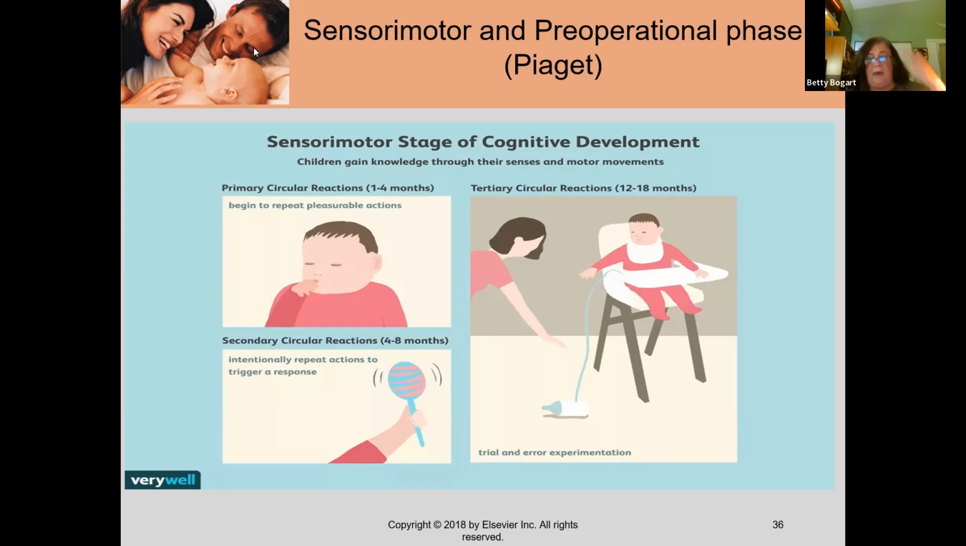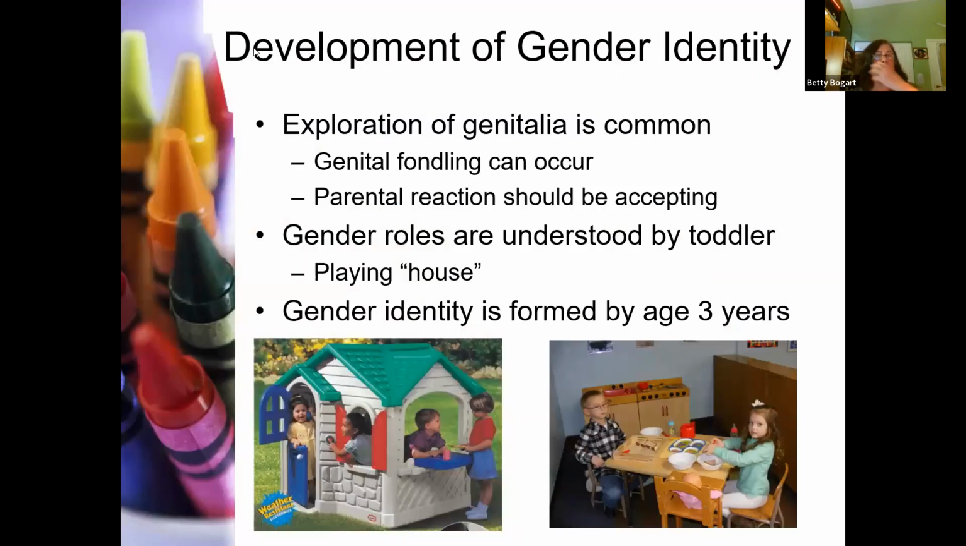They're using their brains. How can I please? How can I get what I want? I want mommy, I want daddy or grandma, whoever.